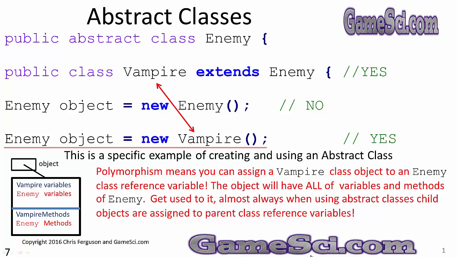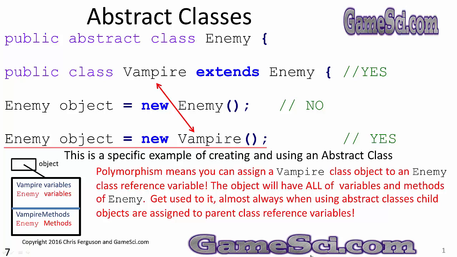So we're going to create this enemy object and set it equal to new vampire. Remember, vampire extends enemy, so through inheritance and polymorphism, it's certainly legitimate to assign a child class object to a parent class reference variable. Polymorphism means you can assign a vampire class object to an enemy class reference variable. The object will have all the variables and methods of enemy. Get used to it. Almost always, when using abstract classes, child objects are assigned to parent class reference variables. It's what we do with abstract classes.